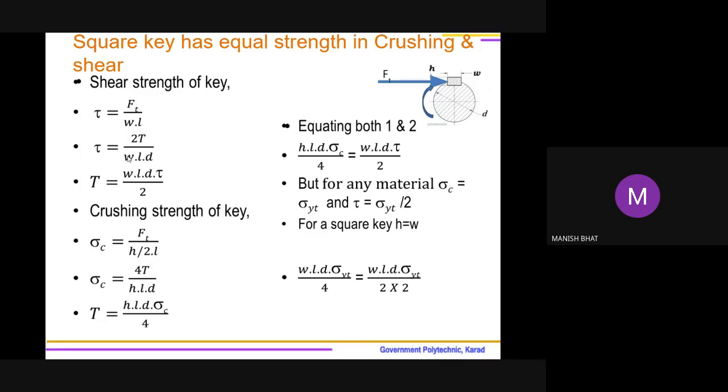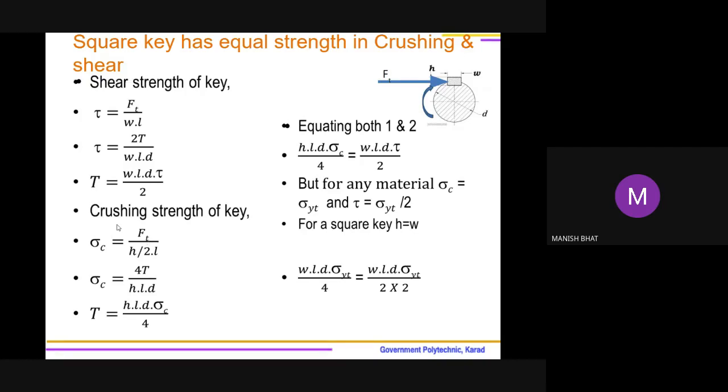So what will be the equation? Shear strength equation: tau is equal to twice T upon WLD. I will resolve this equation for T, rearranging the terms, and I will find T. T is equal to WLD tau upon 2. Tau is the design shear stress.